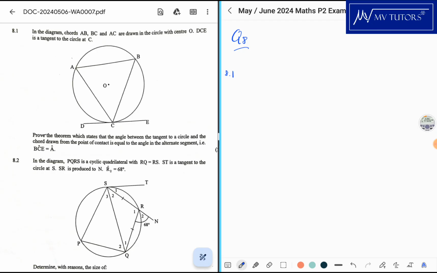So 8.1. In the diagram, chords AB, BC, and AC are drawn in the circle with center O. DCE is a tangent to the circle at C. Now prove the theorem which states that the angle between the tangent to a circle and the chord drawn from the point of contact is equal to the angle in the alternate segment. So basically, you need to prove the tan chord theorem.